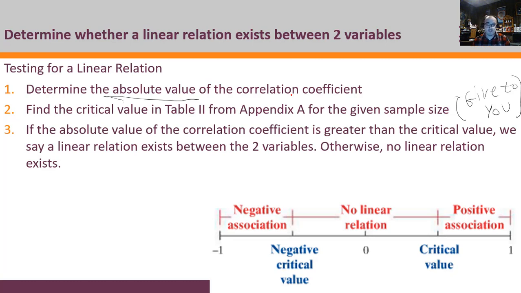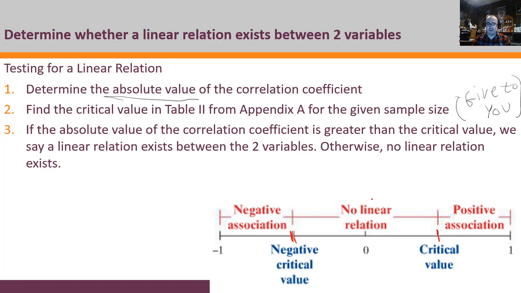If they want you to use it, they'll give it to you. I'll show you that in a moment once we get to an example. And then if the absolute value of the correlation coefficient is greater than the critical value, then we would say a linear relation exists between the two variables. Otherwise, no linear relation exists. So if we have a positive critical value here and a negative critical value here, then we have a positive association if it's above that critical value, or a negative association if it's below that critical value, and then no linear relationship between them.